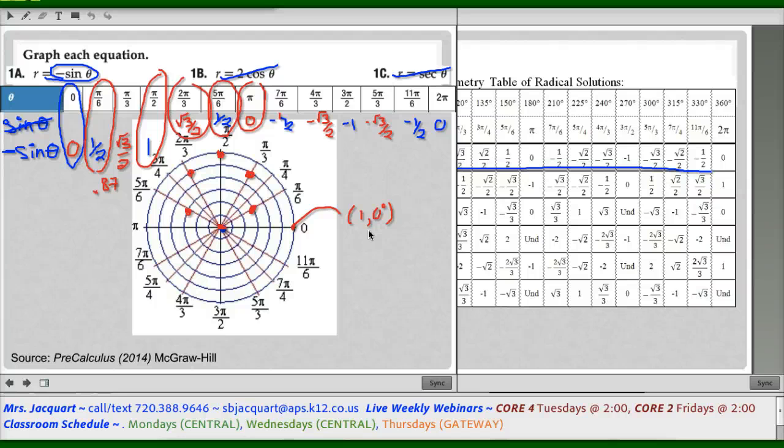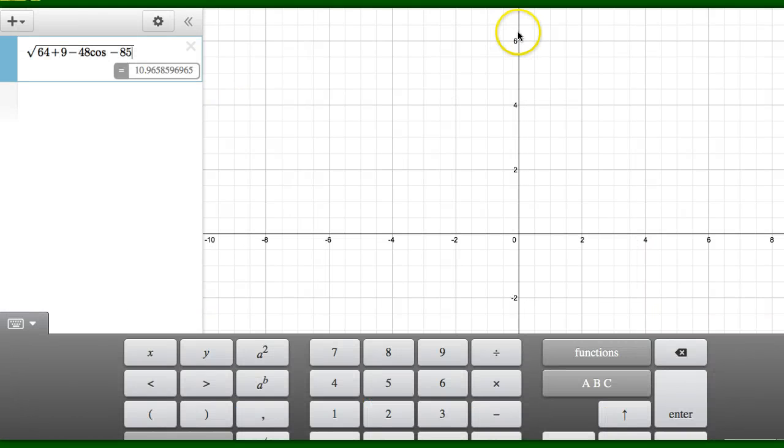Then let's do these green ones. If I have 7pi/6 and negative 1/2, so here's 7pi/6, but negative 1/2, so I'm going to end up on that dot. And we're just going to redo these dots. So that would be my graph. It's kind of cool. So what I want to do is let's go over to Desmos.com and let's show you what we have.